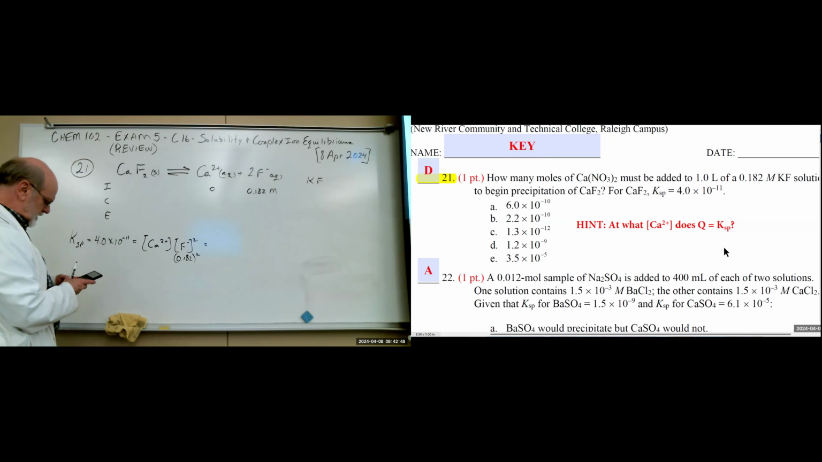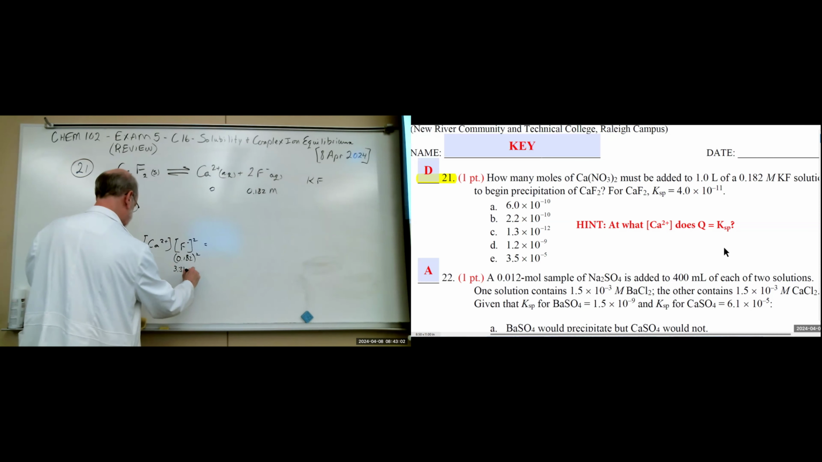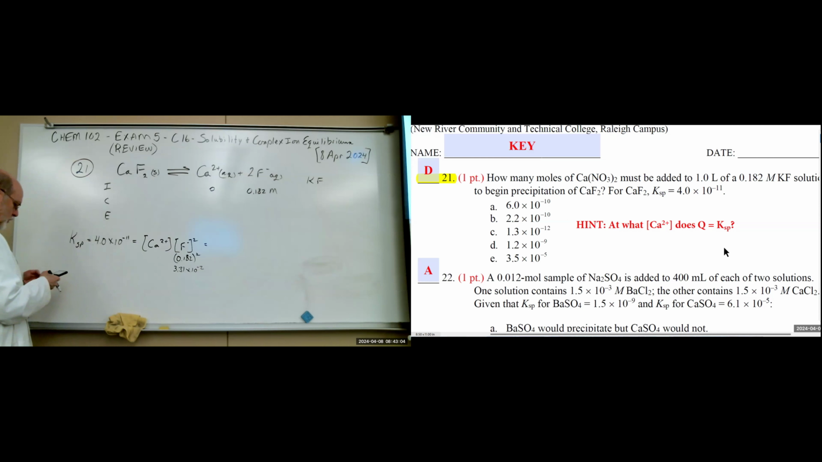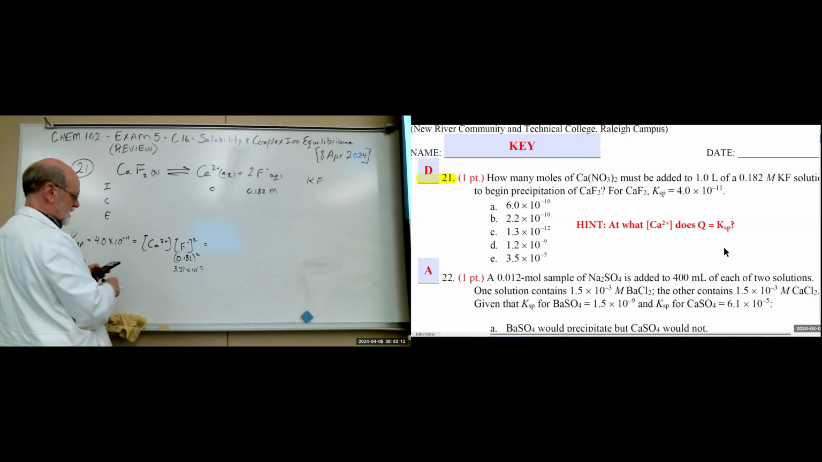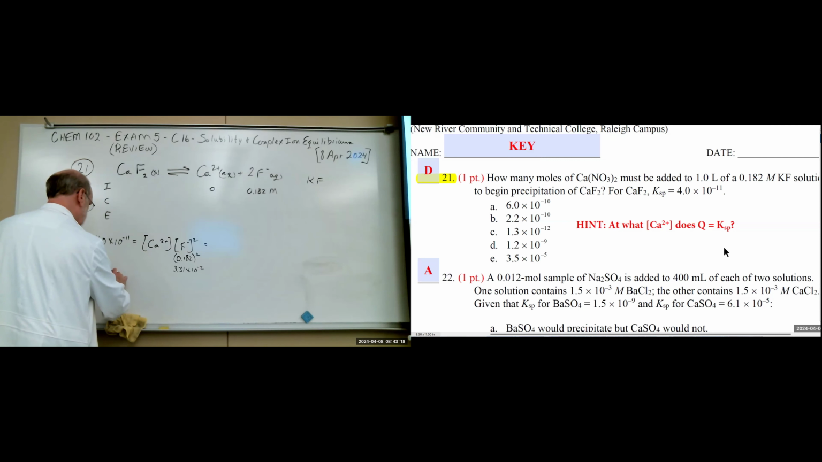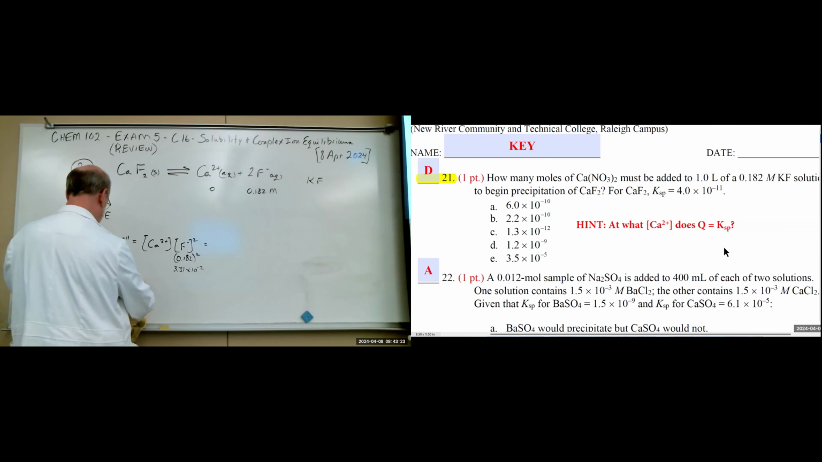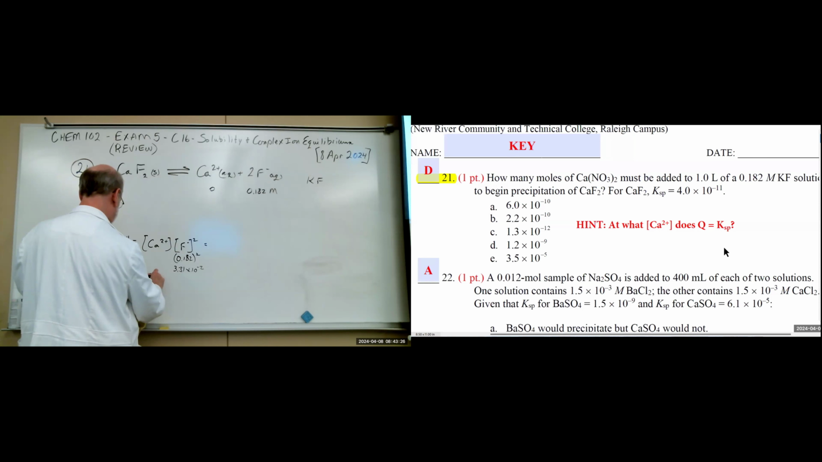Yeah, I was making this harder than it needed to be. Let's square that value. All right, so this is 3.31 times 10 to the minus 2. We'll divide that into 4 times 10 to the minus 11. Yeah, that's right. So the calcium concentration, I would call it the trigger point, that is, when precipitation starts, is at 1.2 times 10 to the minus 9 molar.